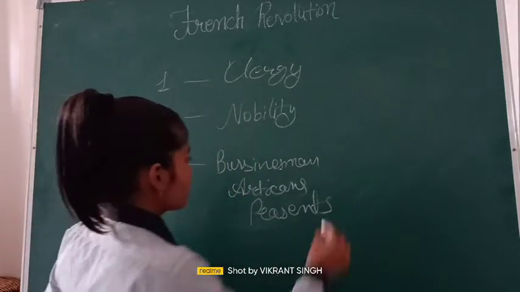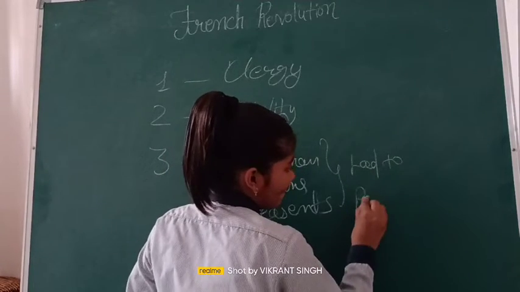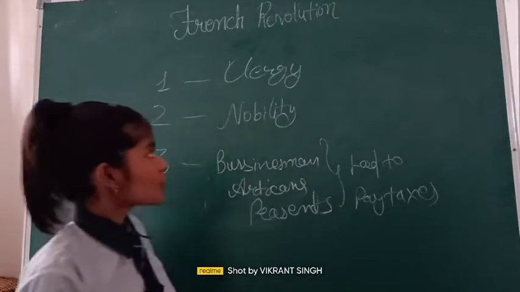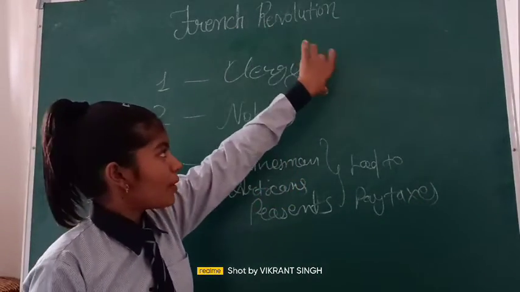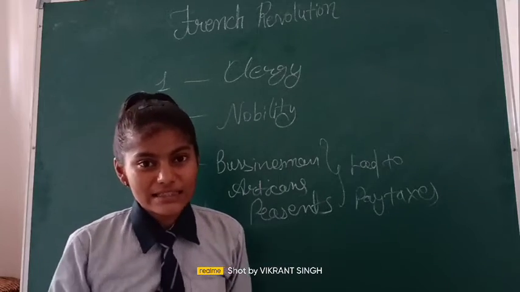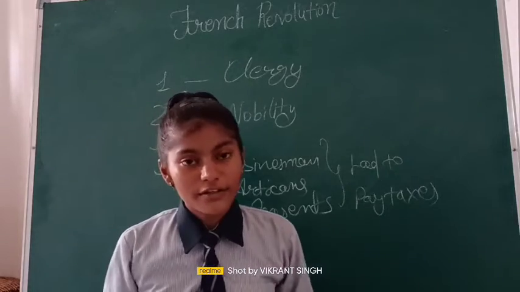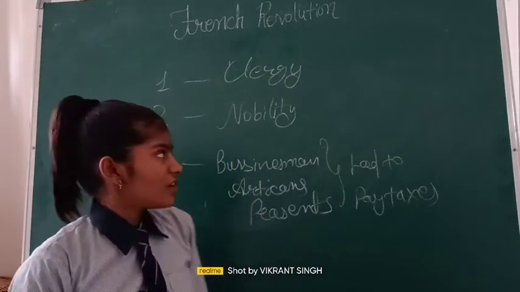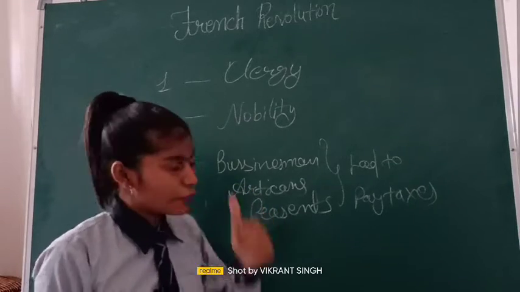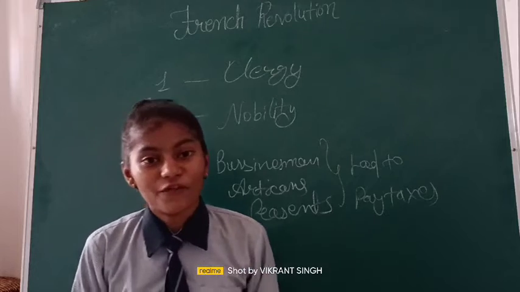Now this third state had to pay taxes, and the clergy also imposed some direct taxes, like the tithe, which had to be paid by the third state. The privileges meant that they would not pay, while the third state had to pay taxes. This is the big problem and the reason behind the French Revolution.